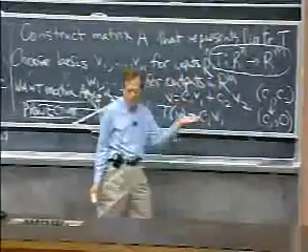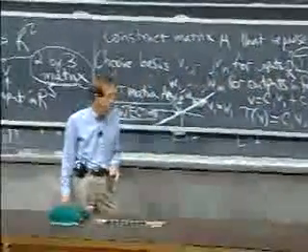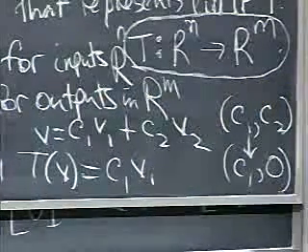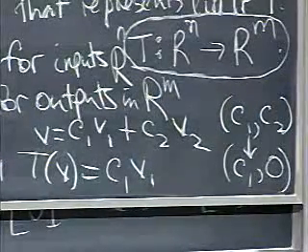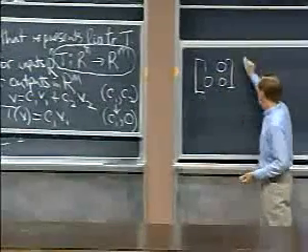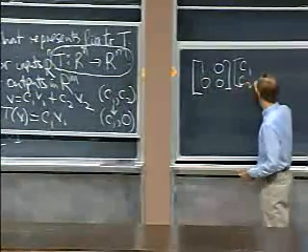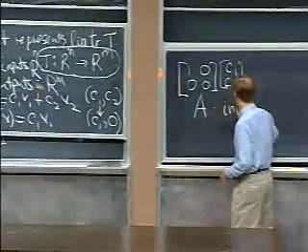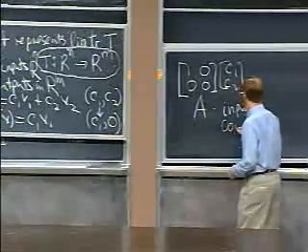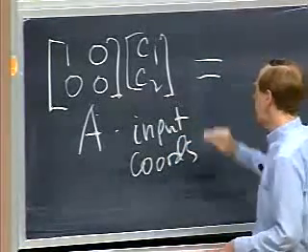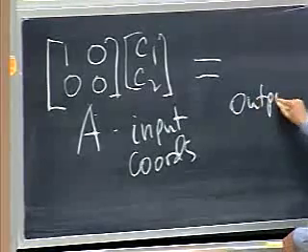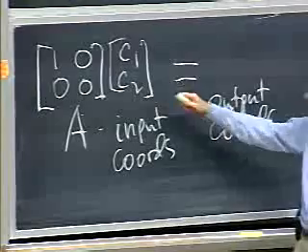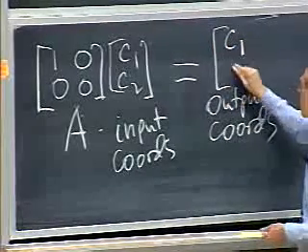And of course, not hard to find a matrix that'll do that. The matrix that will do that is the matrix 1, 0, 0, 0. Because if I multiply the input by that matrix A, this is A times input coordinates, and I'm hoping to get the output coordinates. And what do I get from that multiplication? I get the right answer, C1 and 0.